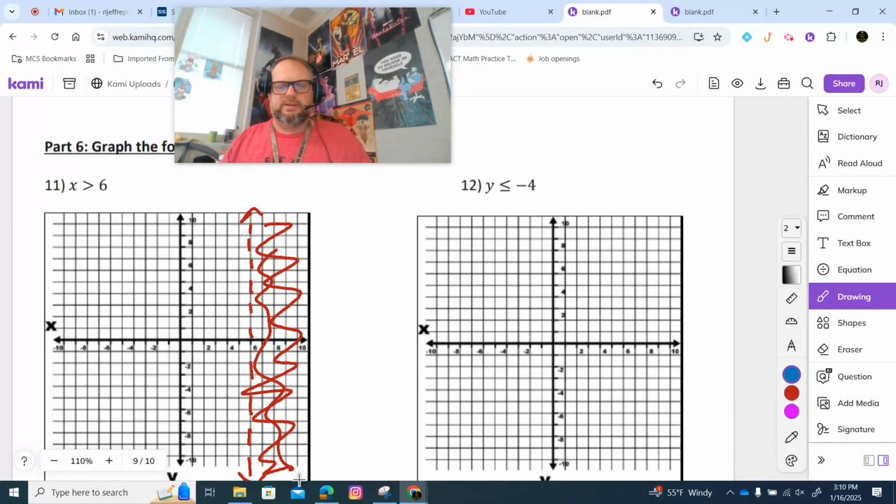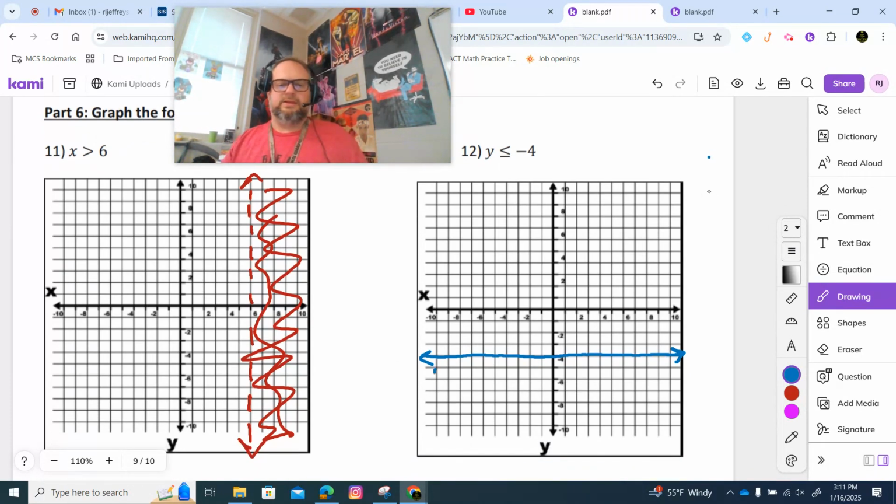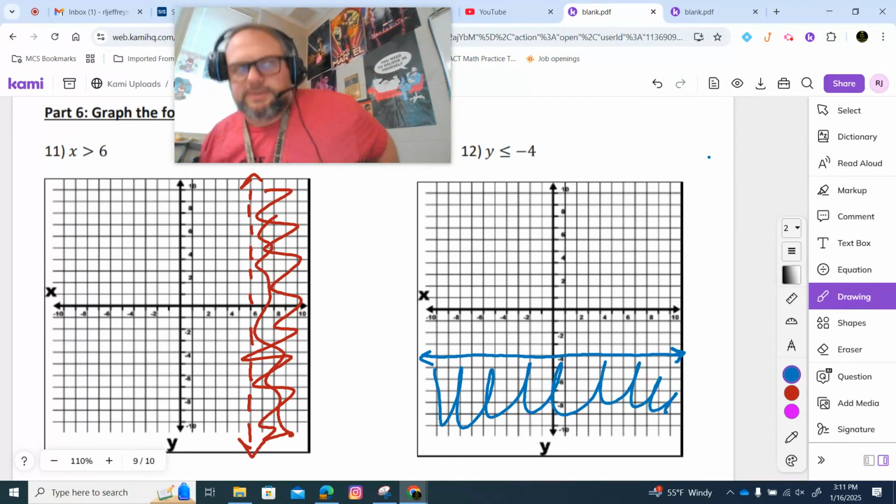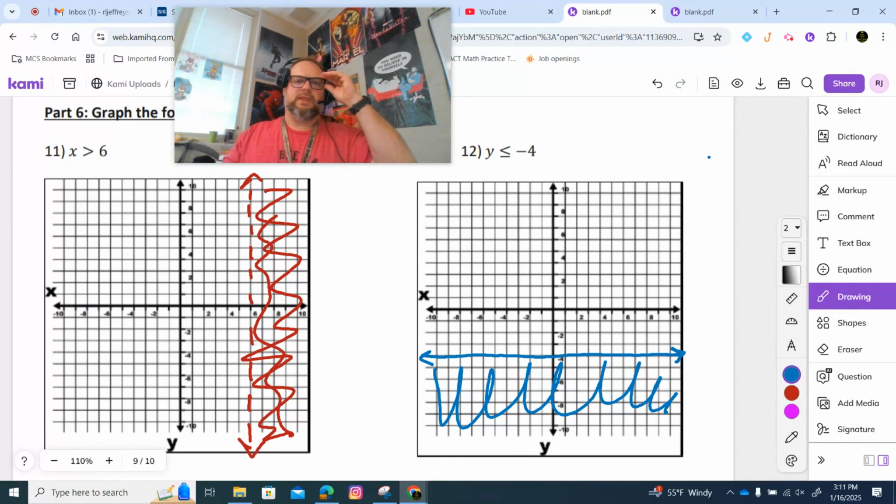-4. This is a solid line. Shade up or shade down? Down. And ladies and gentlemen, boys and girls, children of all ages, that's it. Okay.